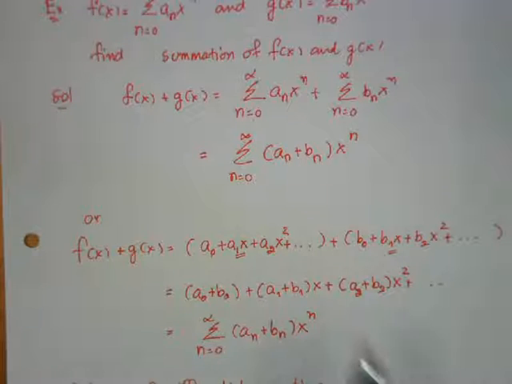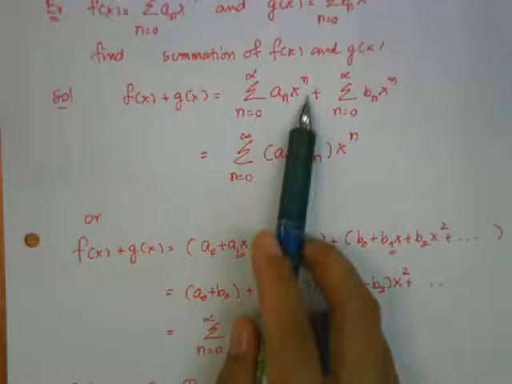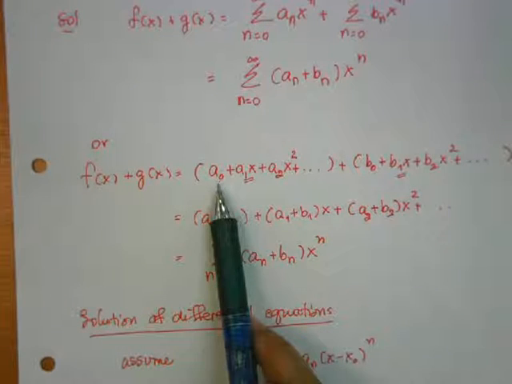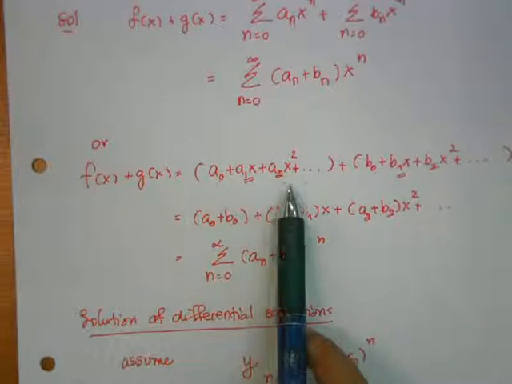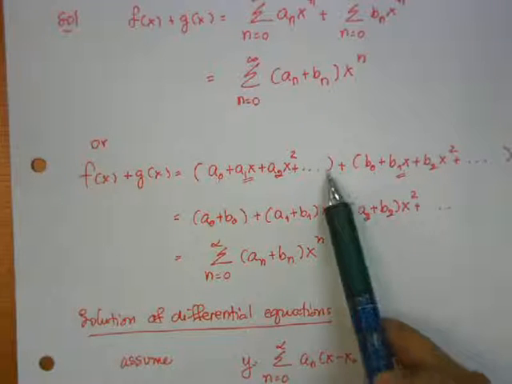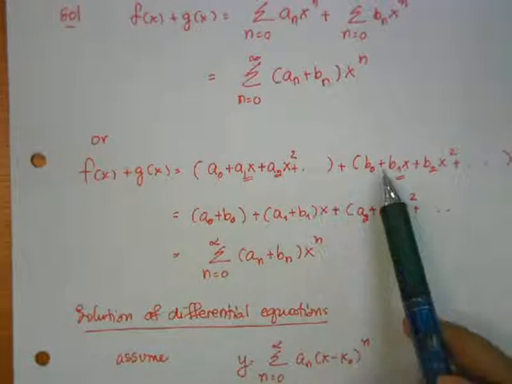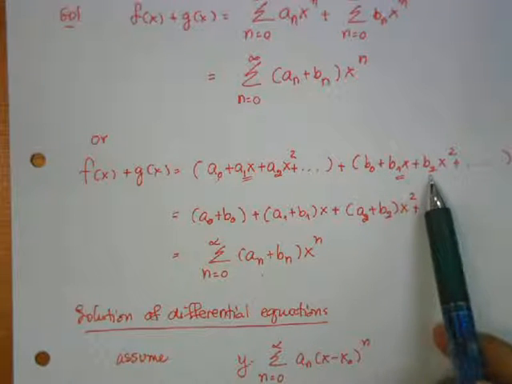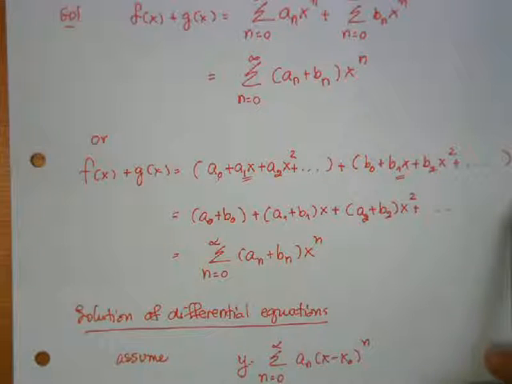Why can we do that? If you distribute this term, you would get a0 plus a1x plus a2x squared until infinity. And for the term g, you would get b0 plus b1x plus b2x squared until x to the power infinity.